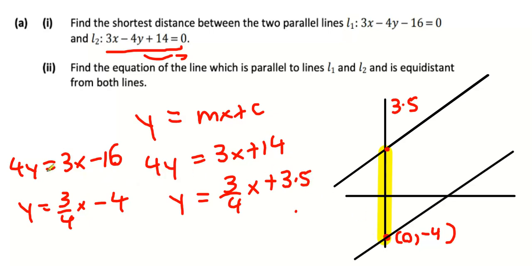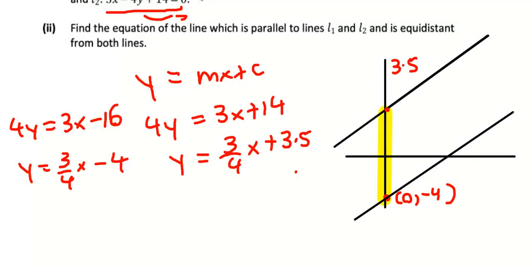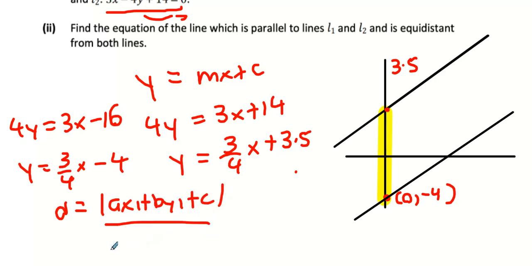What we're going to use is the D formula. Does anybody remember the D formula? AX1 plus BY1 plus C all over the square root of A squared plus B squared. Now, what this does is you can find the distance of any point to what? To the line. Yeah.